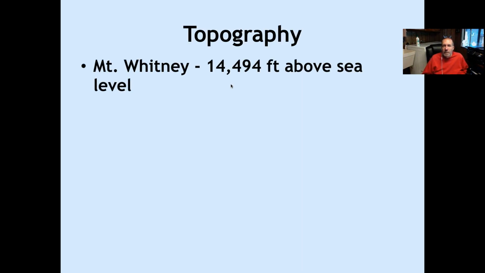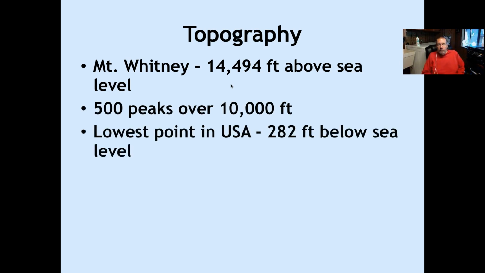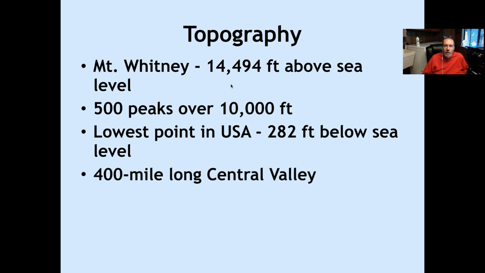As I mentioned, we have a lot of diverse topography: high elevation mountains near 15,000 feet, actually 500 peaks over 10,000 feet in California. But then the extreme opposite of that is Death Valley, which is a couple hundred feet below sea level, actually the lowest place in the United States. We have a very dominant topographic feature, the Central Valley, from Bakersfield all the way up to Redding, so that extends 400 miles long. An ancient seabed that's now dry land, basically.